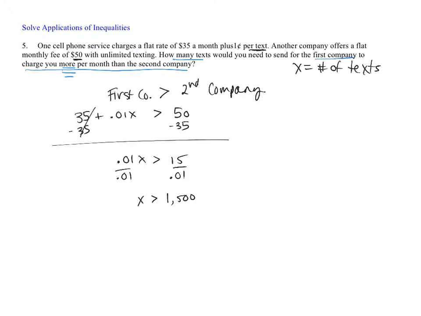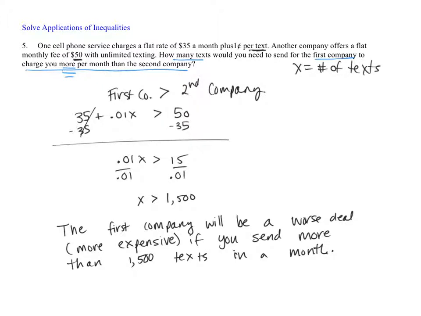1,500. And now the final step is to write this out as a sentence. So, all right, the first company would be worse. It would be a worse deal. It would be more expensive if you send more than 1,500 texts in a month.